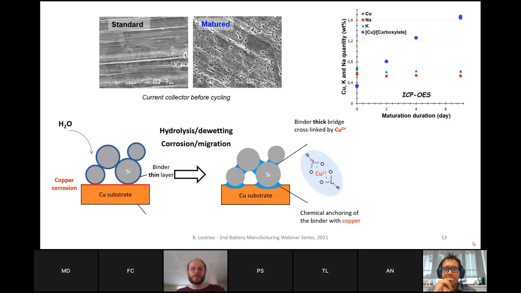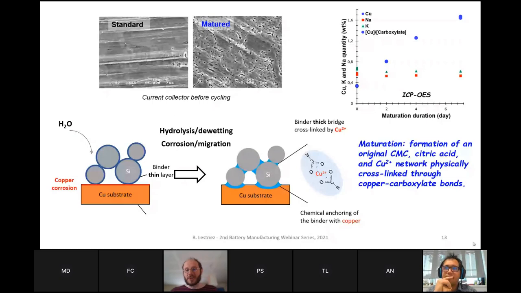Next, and we can have the cross-linking, the physical cross-linking through coordination bonds, copper carboxylates, of this binder phase, which is very likely at the origin of the better mechanical properties of the matured electrode.